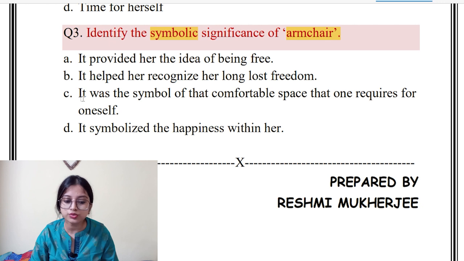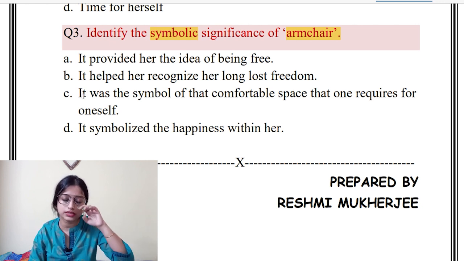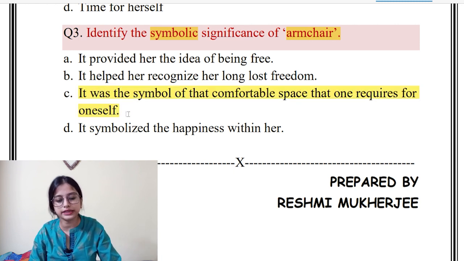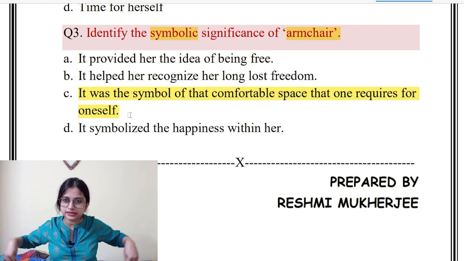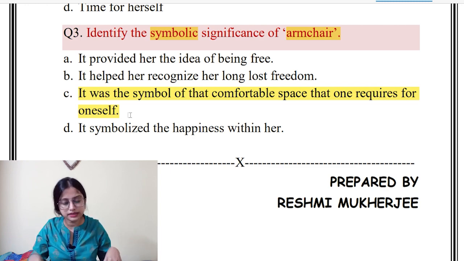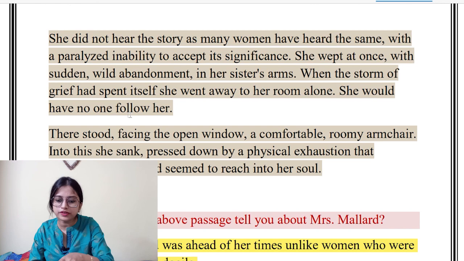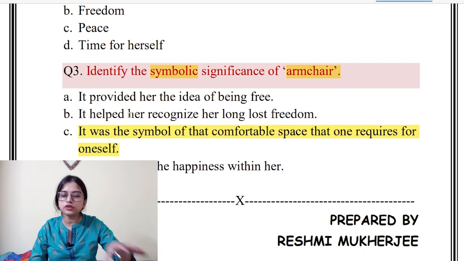Now, those who have already listened to the last video and practiced from there, you already know that C will be correct. Because that comfortable armchair, what is it? It has a lot of space, isn't it? It is already called a roomy armchair, correct? If you see the lines, you'll find out for yourself. Let's go back. See, open window, a comfortable roomy armchair. This means that roomy means a lot of space is there.